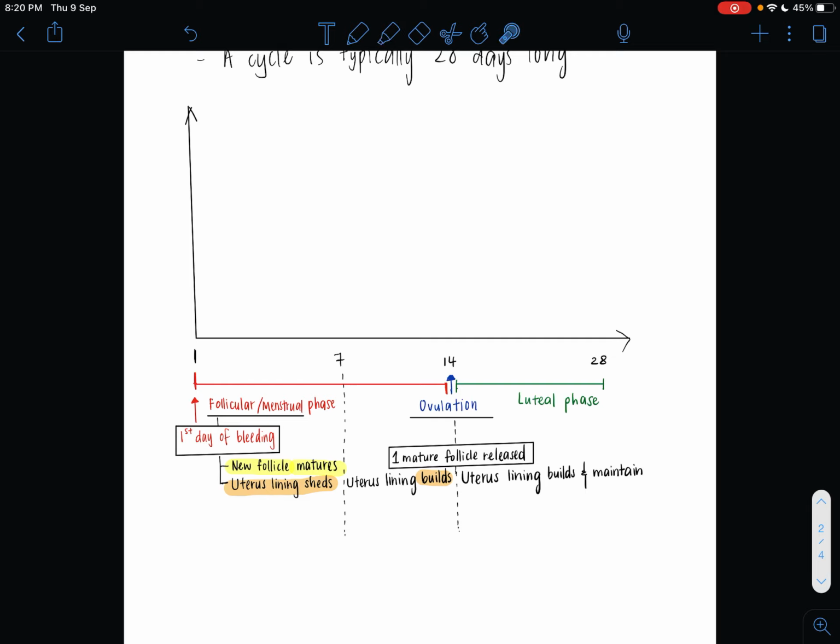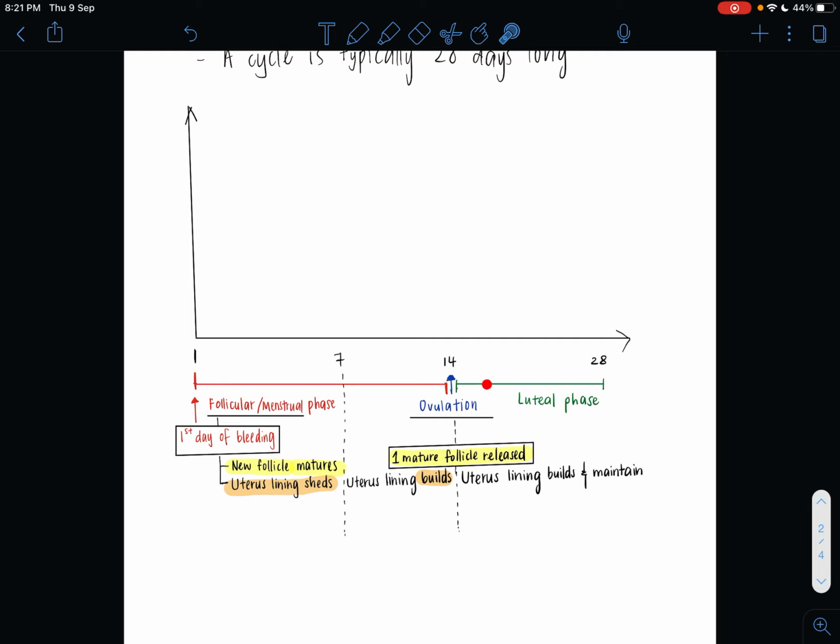On day 14, ovulation happens, when the maturing follicle has fully matured and is released from the ovary. This is the fertility window. If a person has sexual intercourse around the time of ovulation, the chances of fertilization and pregnancy are very, very high.